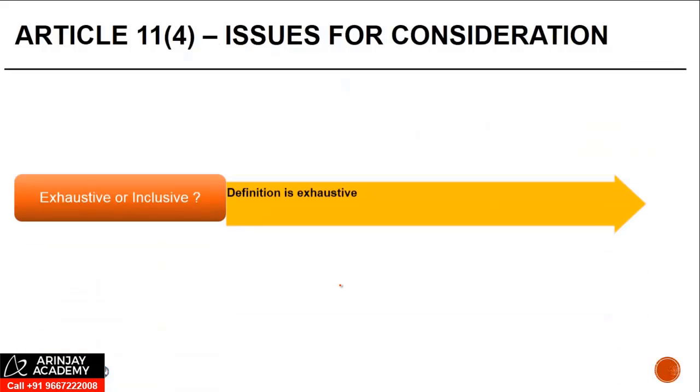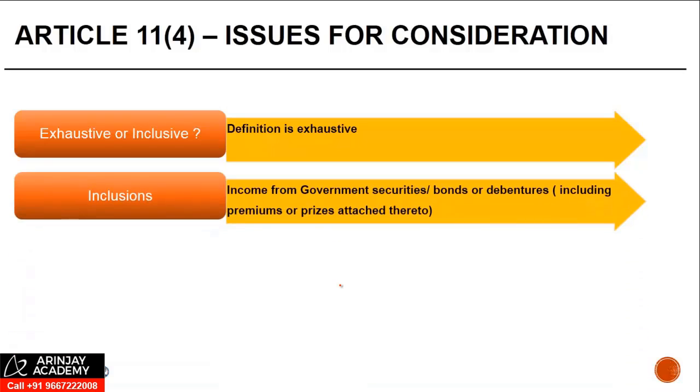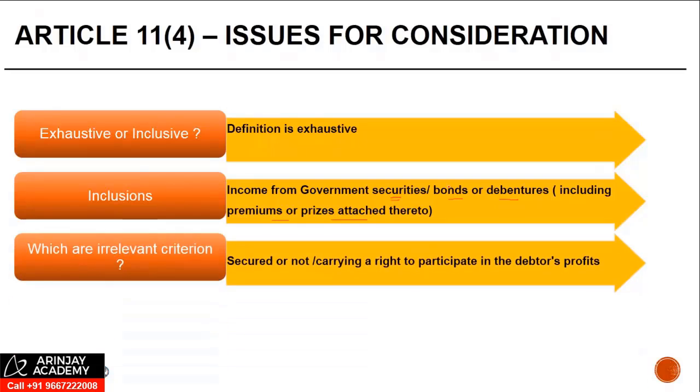So what are the issues for consideration? Is this definition exhaustive or inclusive? Since the use is of the word "means," it's actually an exhaustive definition. What are included? Income from government securities, bonds or debentures, including premiums or prices attached thereto. And of course, income from debt claims of every type is considered as interest.